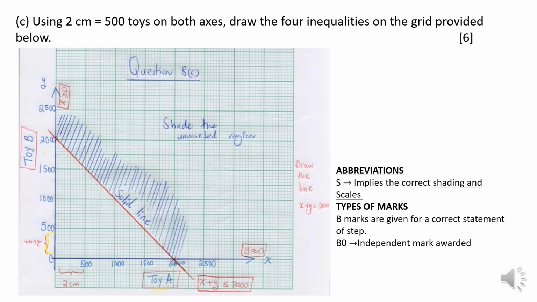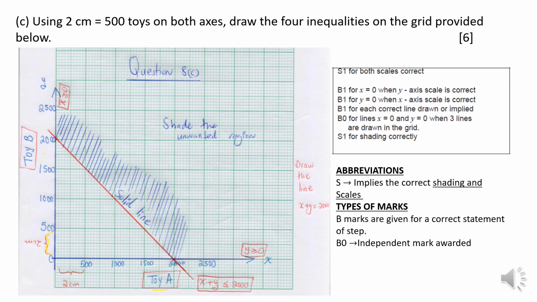Okay, now it's very important that you know how the marks are allocated for that. So I have included that little marking specification for you. Your y-axis scale and your x-axis scale should be correct. You're getting a mark for that, 2 centimeters. All right, make sure of that. And also you get a mark for the lines drawn or implied. As you can see, the line x plus y is less than or equal to 2,000. All these lines, they are drawn, they are implied, and you must make sure they are there. And the shading also. So all in all, you get to your 6 marks.